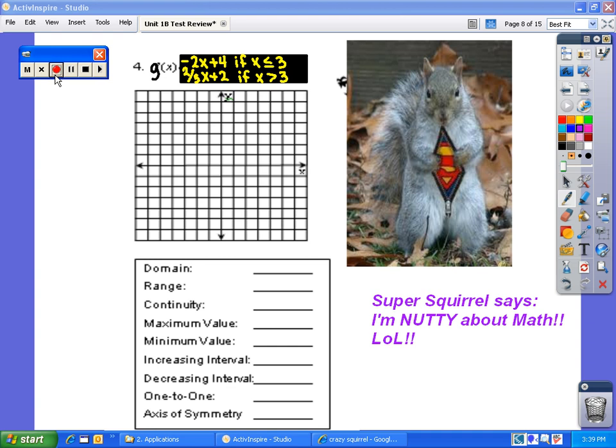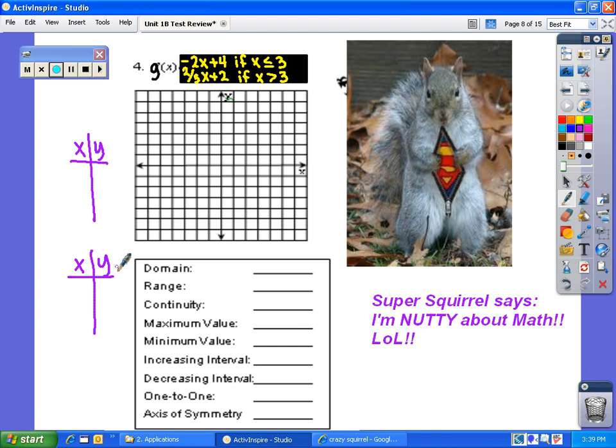Anyway, we have 2 things here. That means it's a piecewise. So you make your 2 xy tables. Since that's 3 and it says less than, that means we're going to wind up going to the left, and we need numbers that are smaller than 3. So I'm going to go with 3, 2, 1. Now on the other side, this says greater than, we're going to wind up going to the right. We need numbers that are larger than 3. So numbers that are larger than 3 would be 3, 4, 5.